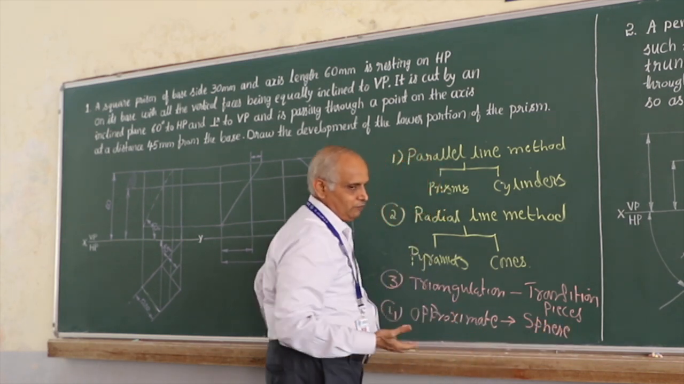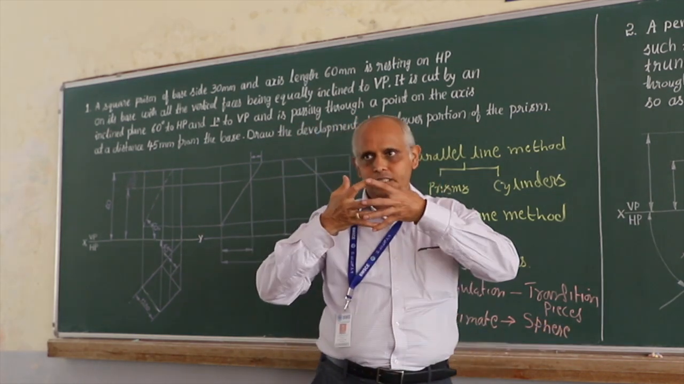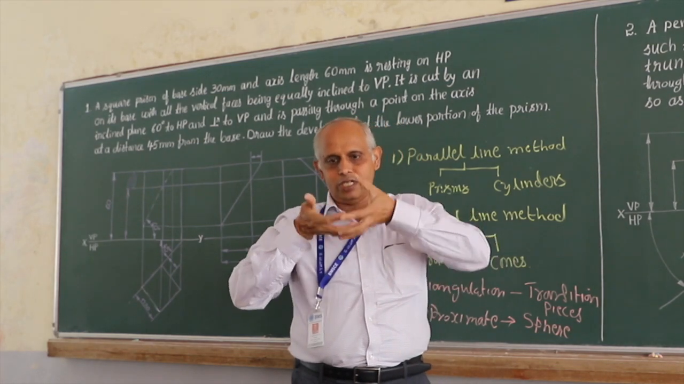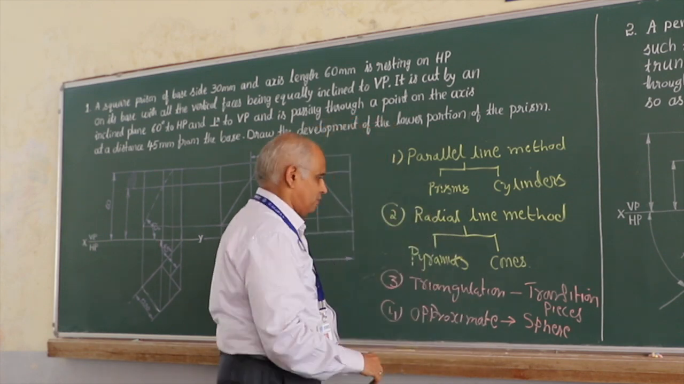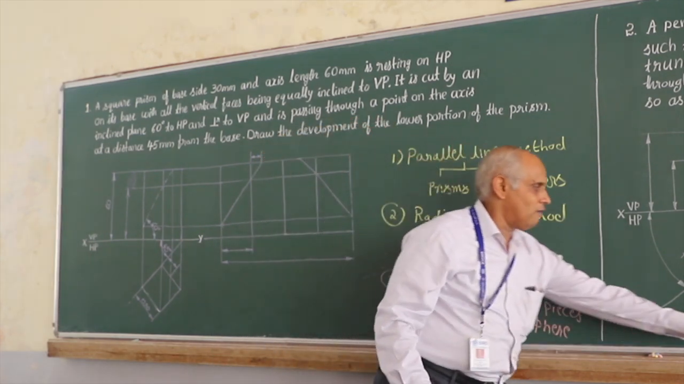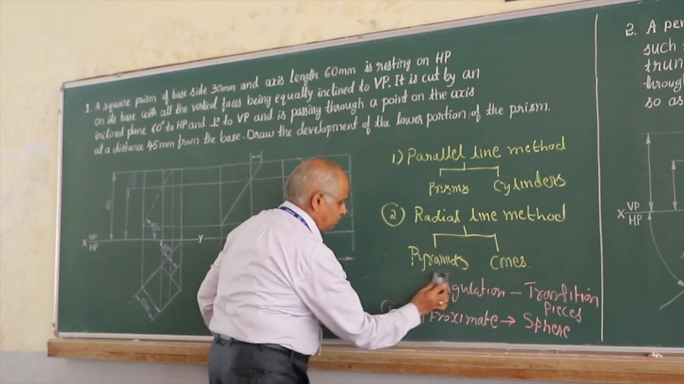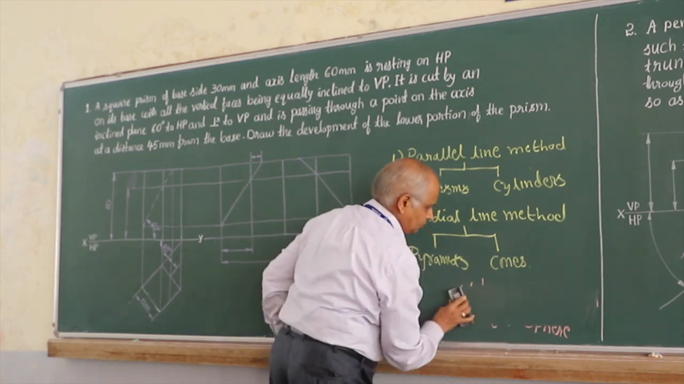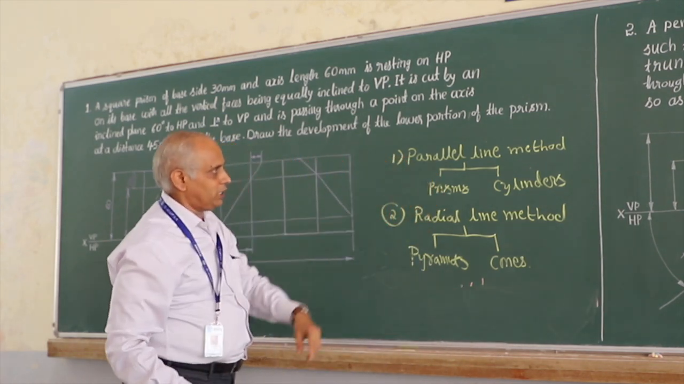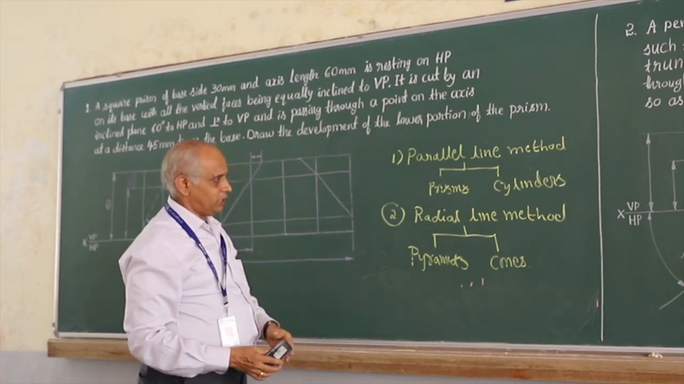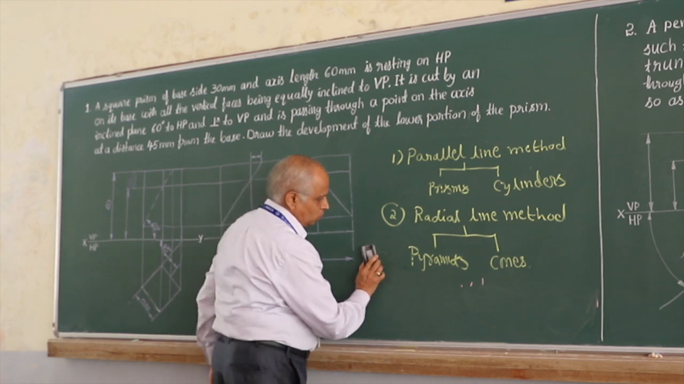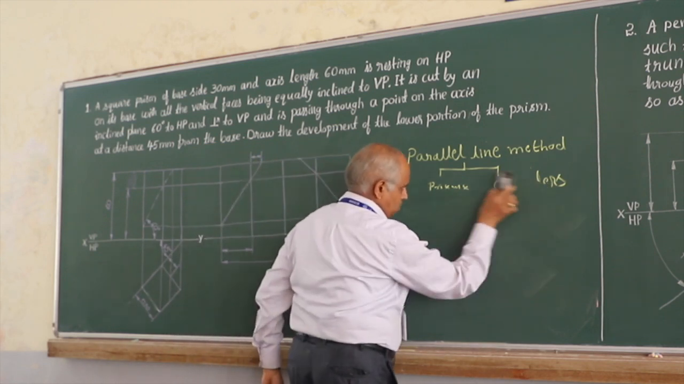And remember, if a surface is doubly curved, it is not easy for you to develop it because there is curvature in this direction as well as this direction. This is an approximate method, and we don't have these two in our curriculum. So we are focusing mainly on the parallel line method, covering problems on prisms and cylinders, and the radial line method, covering pyramids and cones, within the scope of our syllabus.